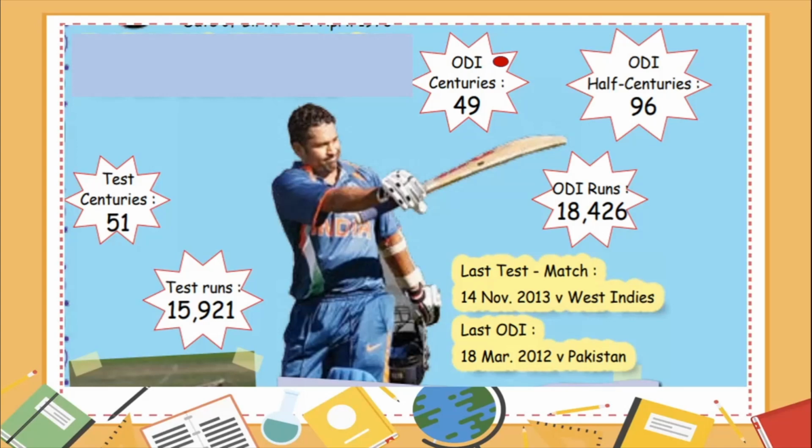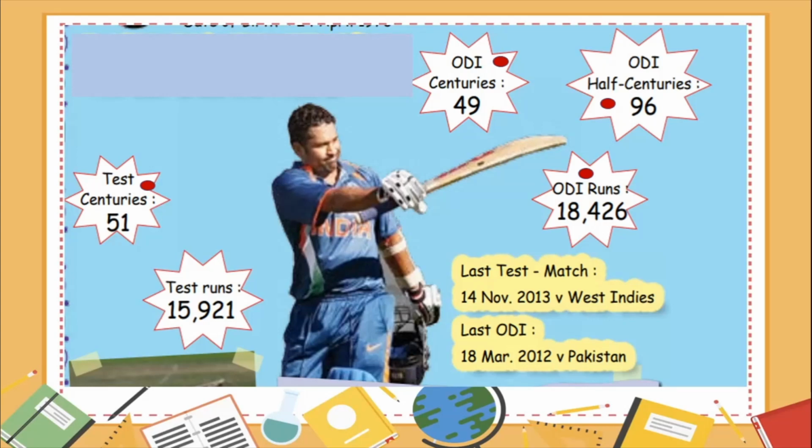Alright, so how many centuries has Sachin Tendulkar made in his career? He has made 49 one-day international centuries. He has made 96 half centuries. Now, one century means 100, so half century means 50 runs. How many total runs has he made? He has made 18,426 runs in one-day international matches. Alright, and he has made 51 centuries in test matches.